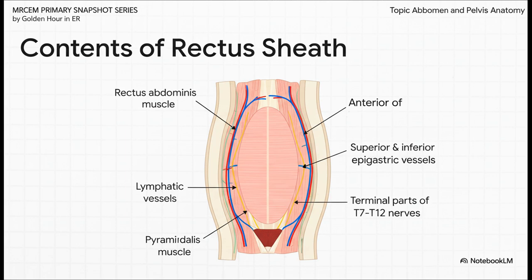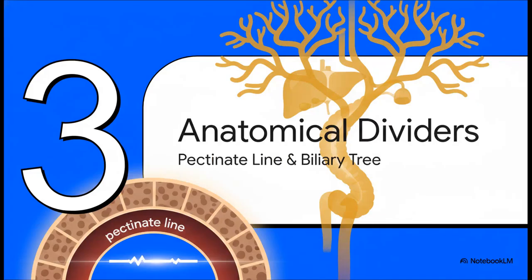And just remember, the sheath is more than just a home for the rectus abdominis muscle. It's a busy highway. You've got the epigastric vessels, lymphatics, and the terminal ends of nerves T7 through T12 all running through it. Any of those are fair game for a question. Okay, we've looked at dividers in the wall. Now let's zoom in on 2 other critical anatomical boundaries where absolutely everything changes.